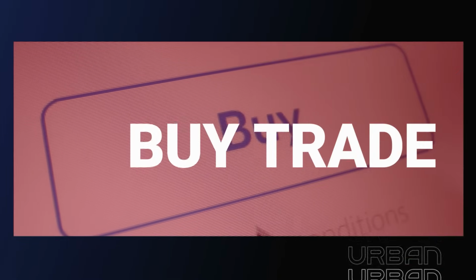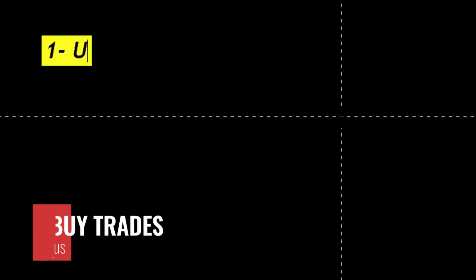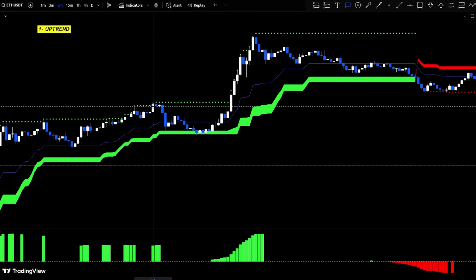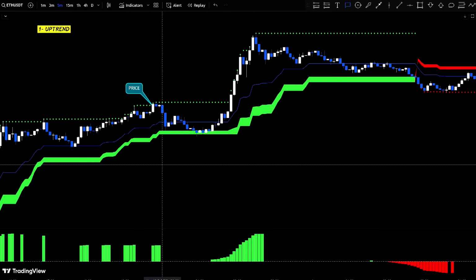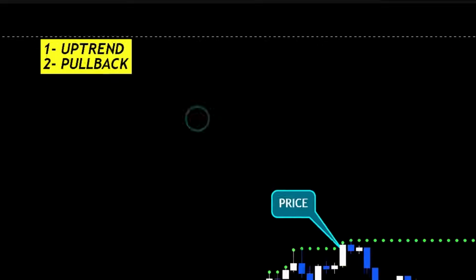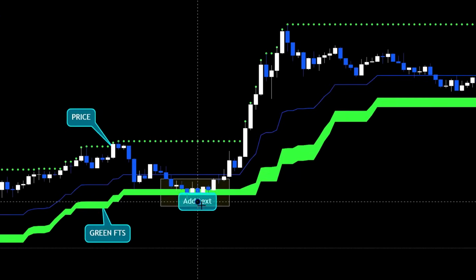Let's walk through a buy trade. First, we need to confirm an uptrend. Our swing arm trend indicator, remember the FTS line, should be green and the price should be trading above it. It's our initial sign of an uptrend. Then we wait for a pullback. Ideally, the price will pull back to our Fib 1 line. This pullback gives us a potential good entry point.